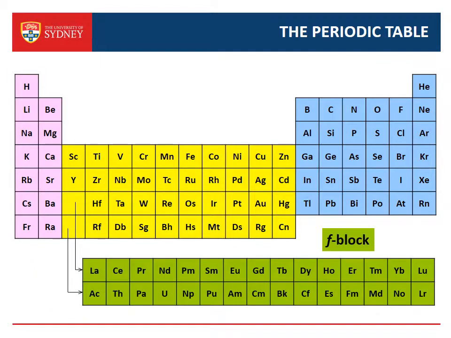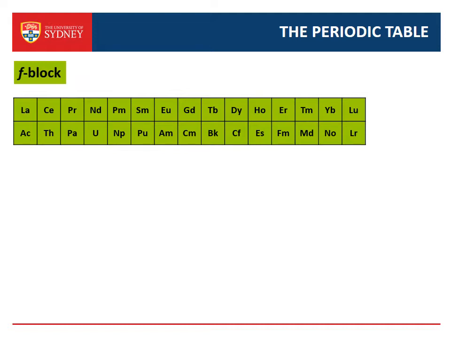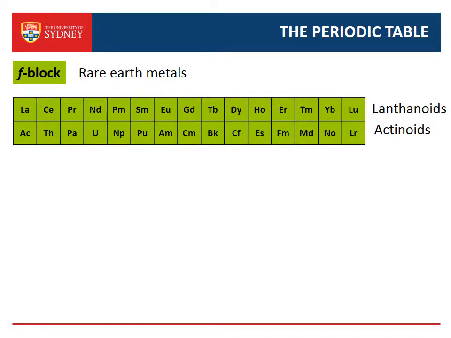It's important to remember that the F block fits in the periodic table between the S block and the D block. It's just generally shown below the rest of the table, so it fits better onto a page. The F block elements are called rare earth metals. The first row are called the lanthanoids, although you might also hear them called lanthanides, and the second row are called the actinoids or actinides.